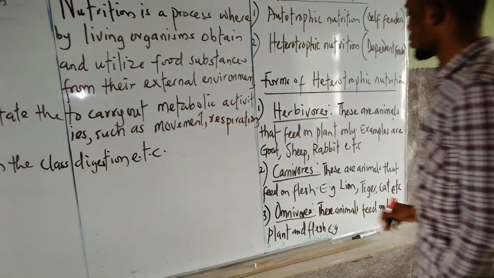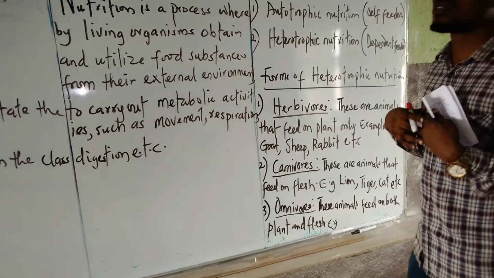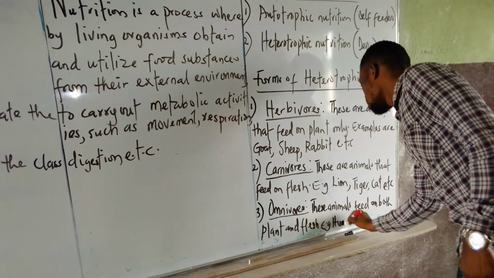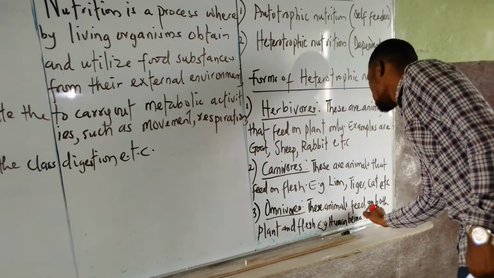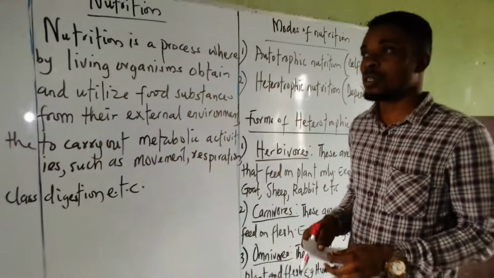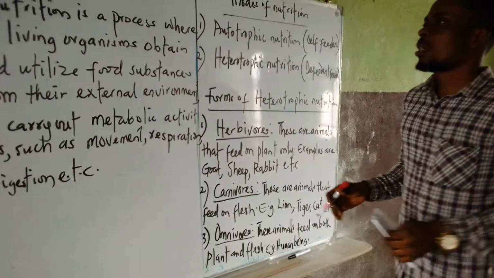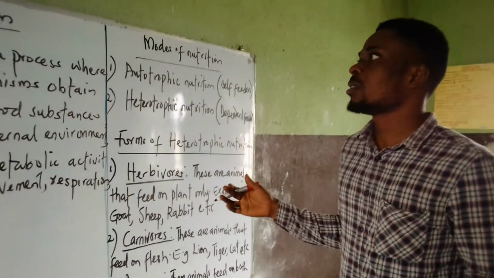Example is what? Human being. We are omnivorous in nature. We feed on both plants and flesh. It's quite easy. Hope you understand what we've learned so far.